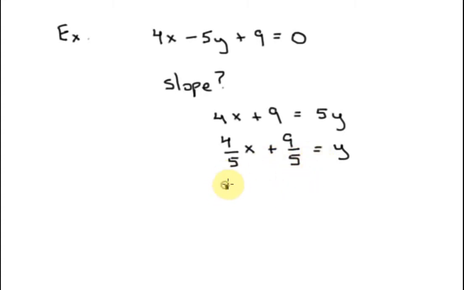What I have here is my mx plus b equals y. Usually we say y equals, but it doesn't really matter. The important thing to note here is there's the slope, the number in front of x. So that's the slope of the line. And we've answered the question. We found out what the slope is. It's 4/5. Good enough. Okay, a little bit of rearranging did the trick.